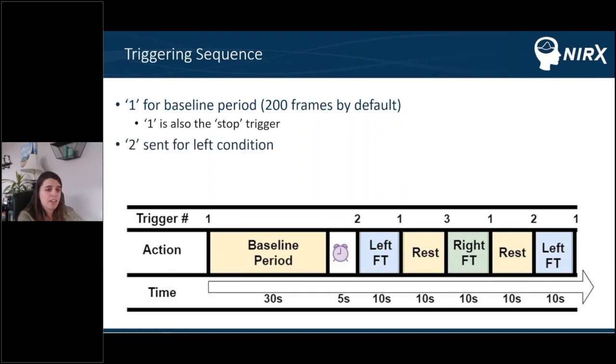So a 2 is going to be sent for the onset of the left condition, and a 3 is going to be sent for the right condition. So bringing that all together in this diagram down here, we have the trigger number, the action, and the time.